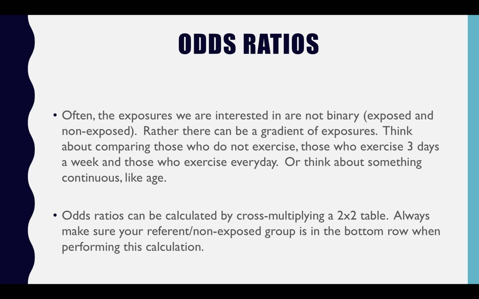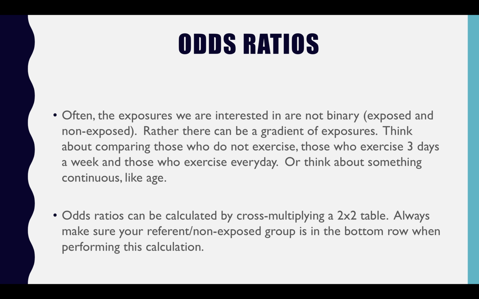So in class, we've often used our 2 by 2 table to compare exposure with disease, but we know our world is a lot more complicated than the binary examples that we've used of exposed and non-exposed. Oftentimes there's going to be a gradient of exposures. So we can think about comparing those that do not exercise to those who exercise 3 days a week and to those who exercise every day. This would be a little different than just looking at exposed and non-exposed; rather, we're actually looking at different levels of exposure.